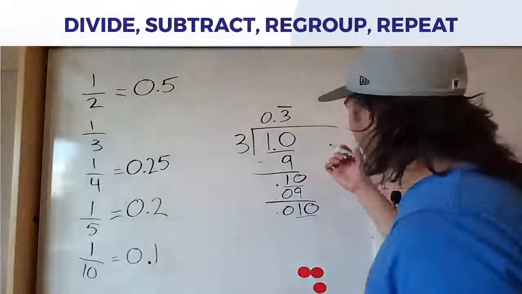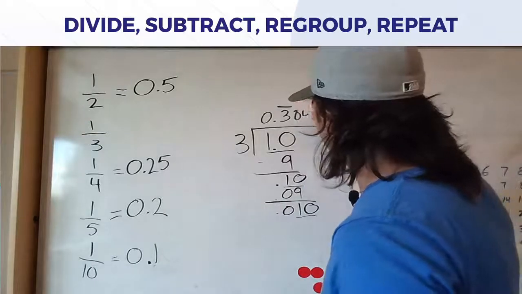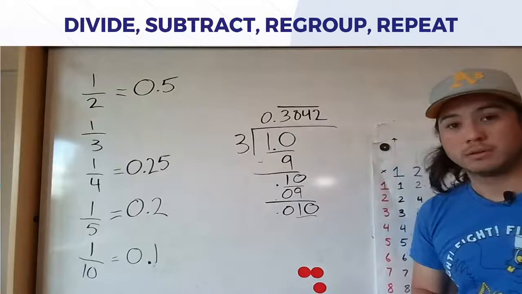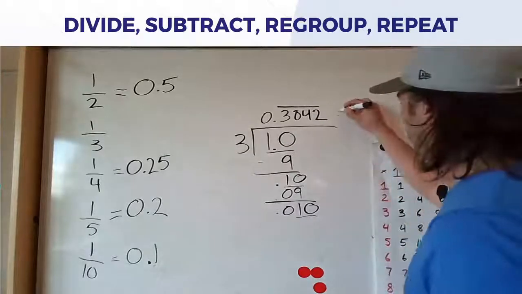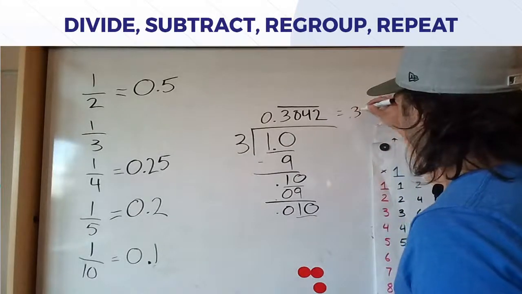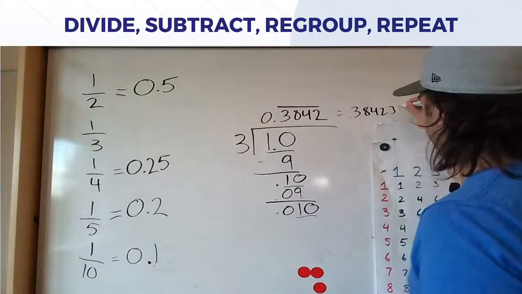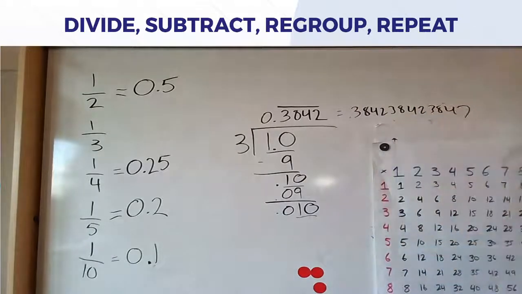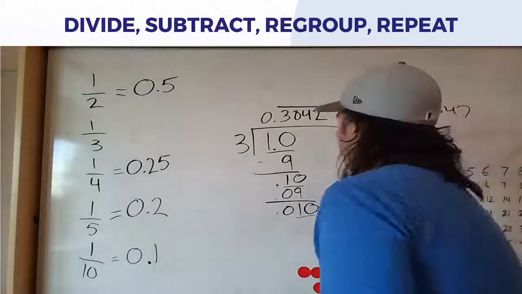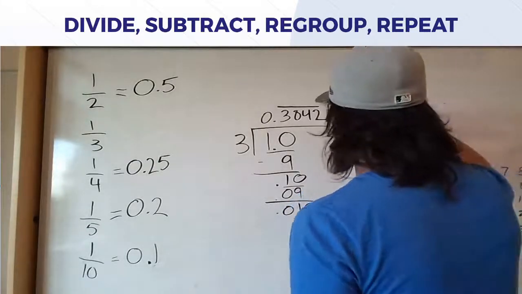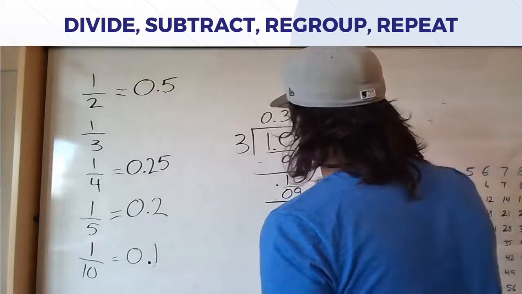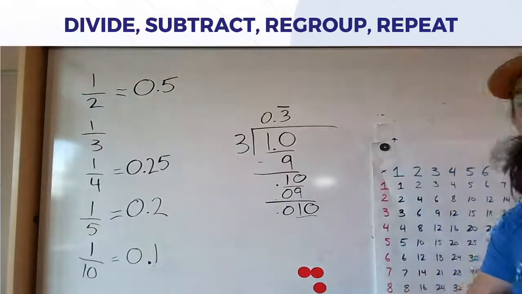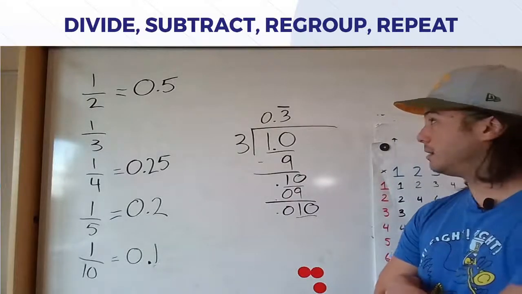If it was something like 3, 8, 4, 2, you put a line over the top of it. That's equivalent to 3, 8, 4, 2, 3, 8, 4, 2, 3, 8, 4, 2, and so on until the cows come home. So whatever's under that line, that pattern is going to repeat infinitely. In this case, because it's 3's over and over again, we could write it like this and call it a day.